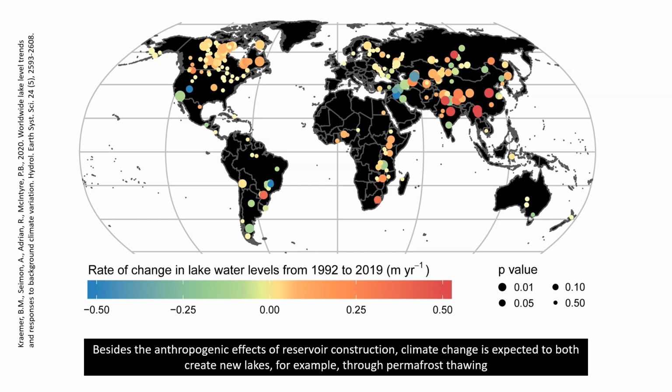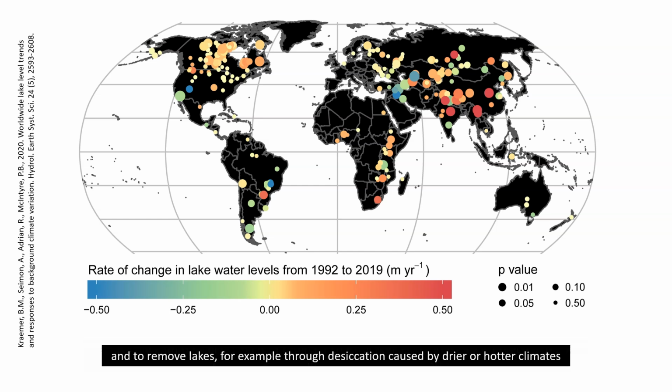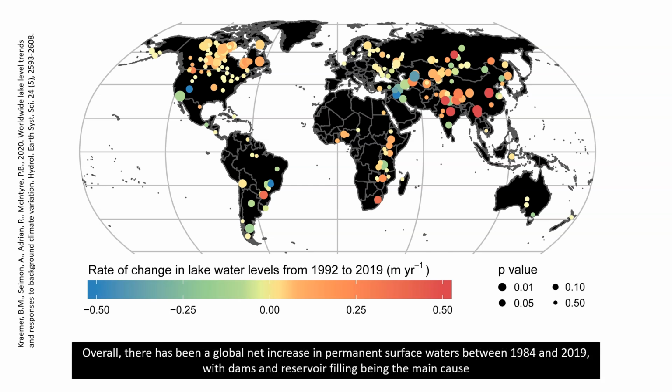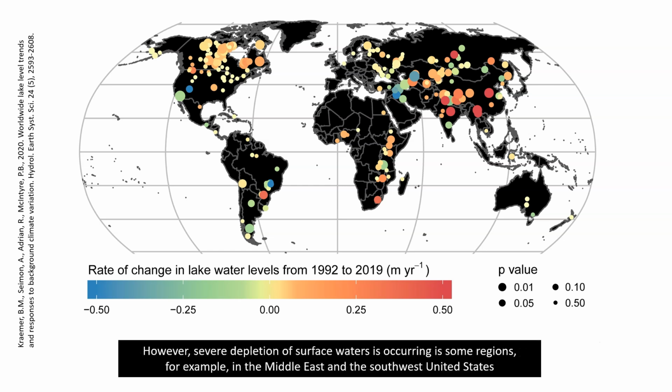Besides the anthropogenic effects of reservoir construction, climate change is expected to both create new lakes, for example, through permafrost thawing, and to remove lakes, for example, through desiccation caused by drier or hotter climates. These alterations lead to complex changes in global water availability and stream flow. Overall, there has been a global net increase in permanent surface waters between 1984 and 2019, with dams and reservoir filling being the main cause.